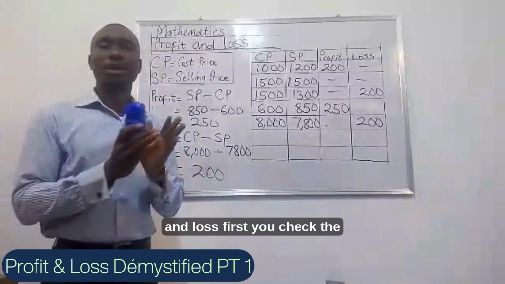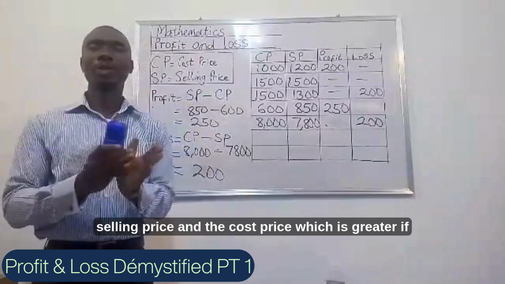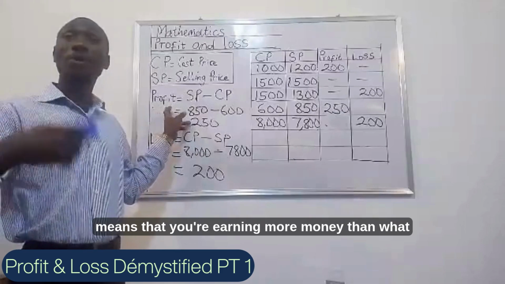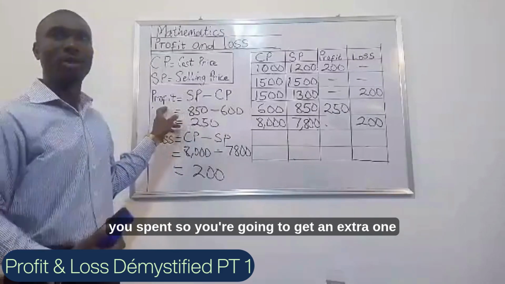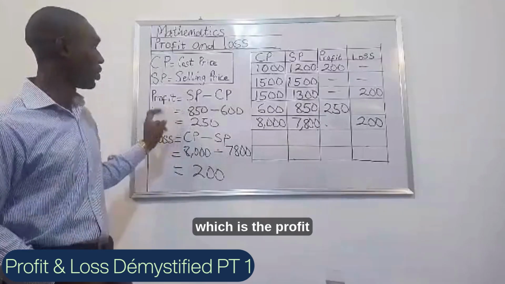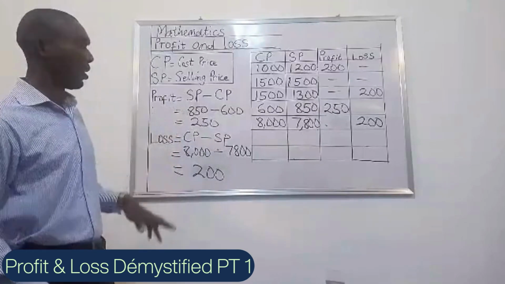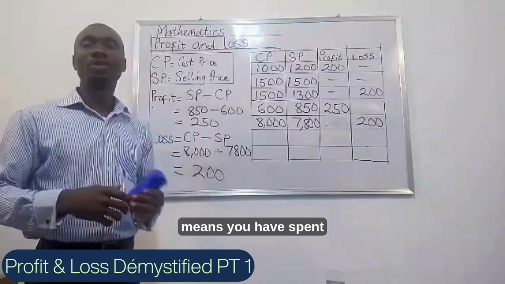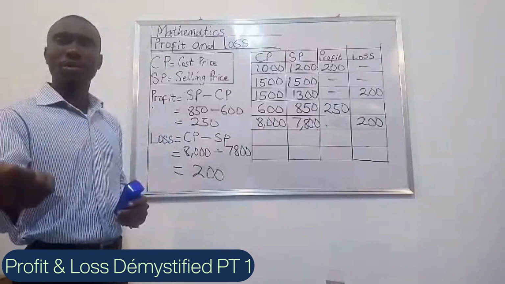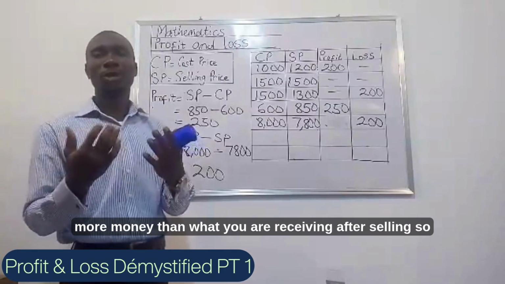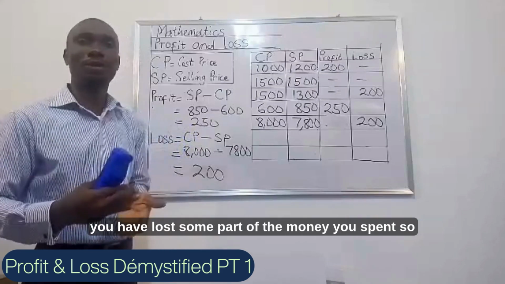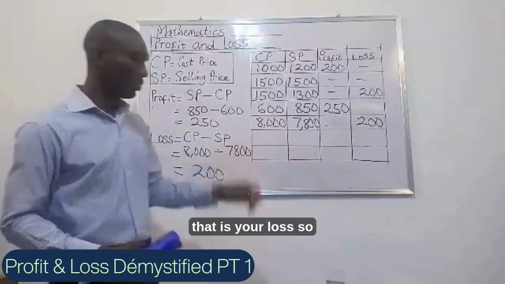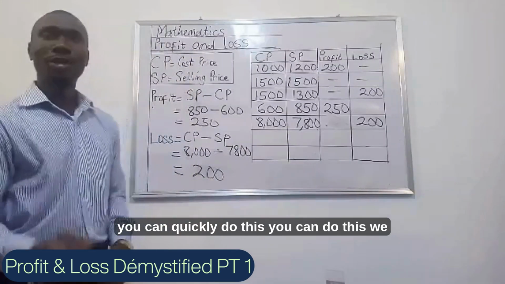First, you check the selling price and the cost price, which is greater. If the selling price is greater, it means that you are earning more money than what you spent. So you're going to get extra money, which is the profit. Then if the cost price, on the other hand, is greater, it means you have spent more money than what you are receiving after selling. So you have lost some part of the money you spent, and that is your loss. So you can quickly do this.